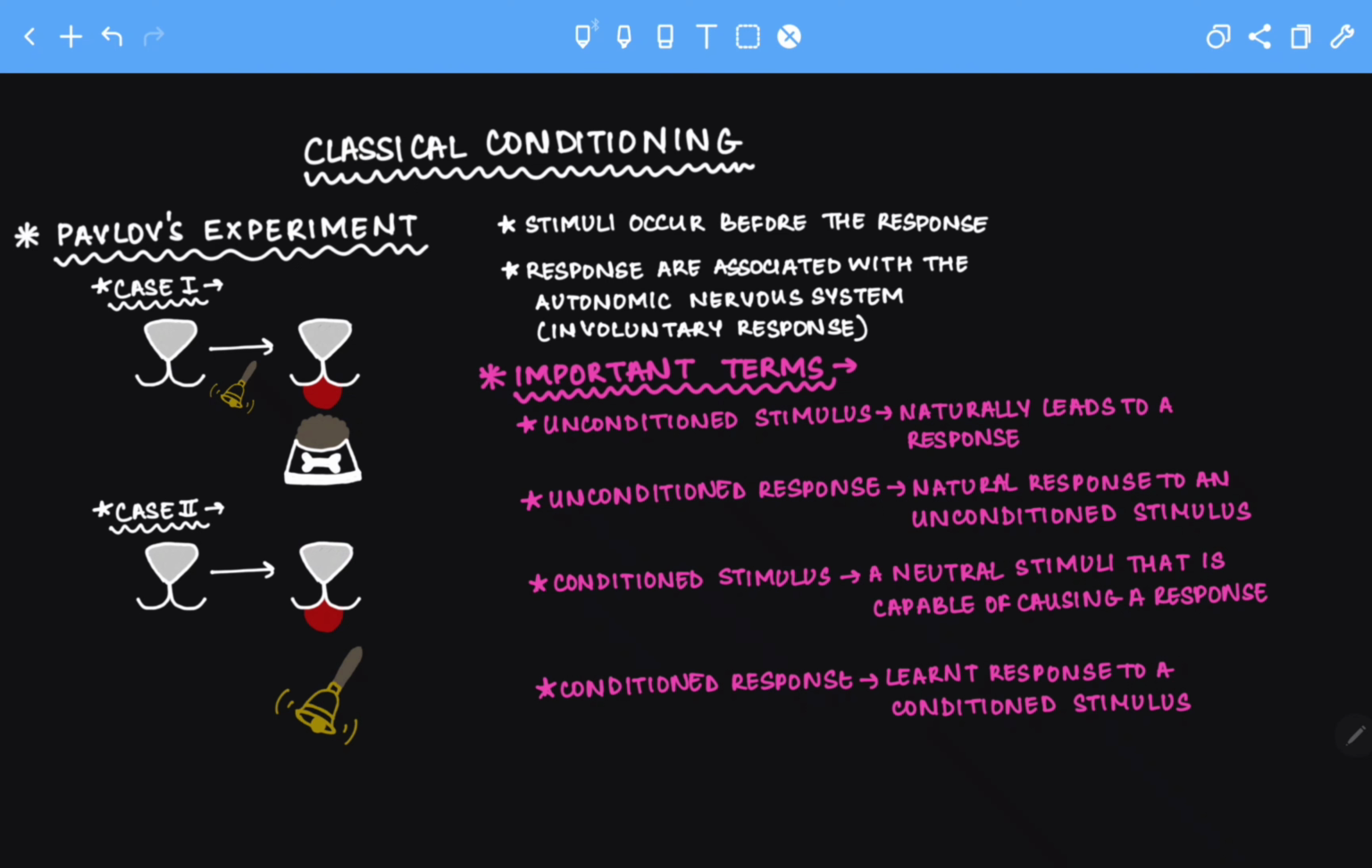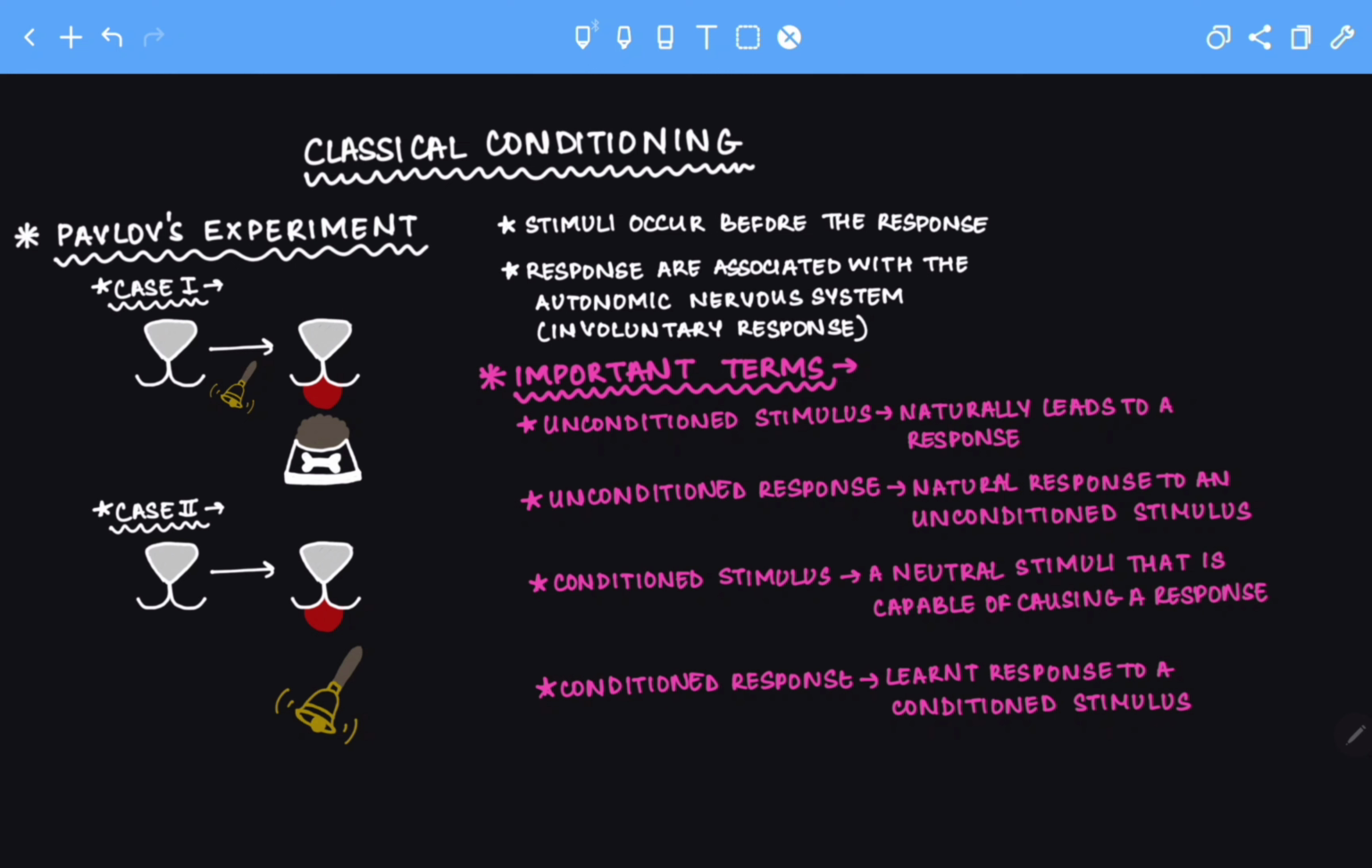And classical conditioning is associated with conditioning of responses that are associated with the autonomic nervous system, which means these are all involuntary responses. It is not something that the individual can control. So the involuntary response that is controlled by the autonomic system is the dog salivating.